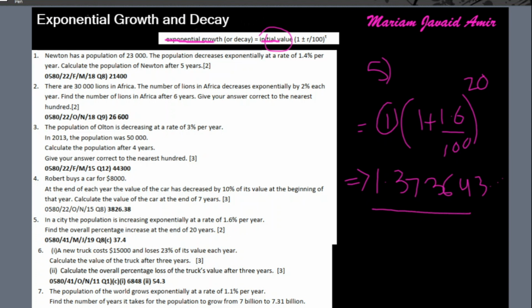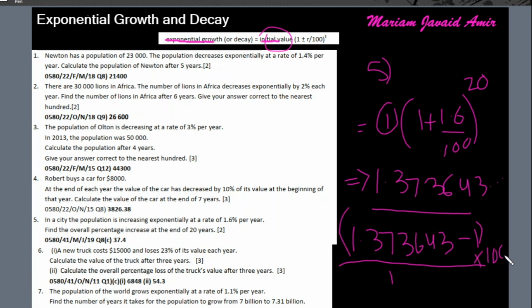Now how do we find percentage increase? Increased amount over original amount. In the numerator, it has gone from 1 to 1.373643, so the increase is the difference of these two, over the original value, which is 1, times 100. This gives 37.36, and rounded off will be 37.4. So this is how you do it.